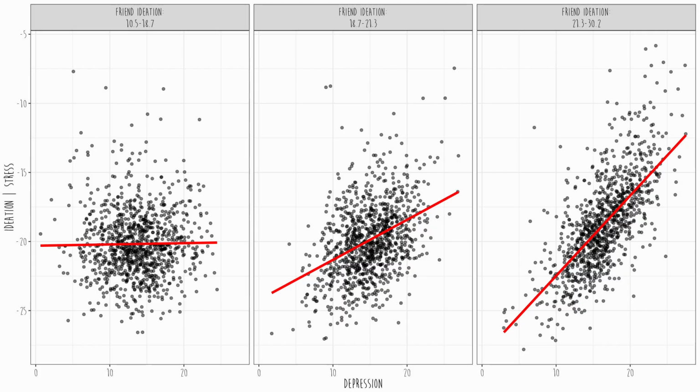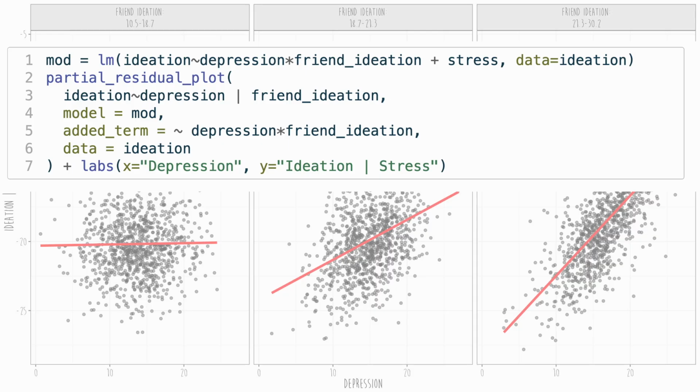So to reproduce this plot, the partial residual plot code would look like this, where this here is your model, this here controls the visuals of the plot, this right here controls which variables are subtracted out from the residuals, and this is where you specify the data set.